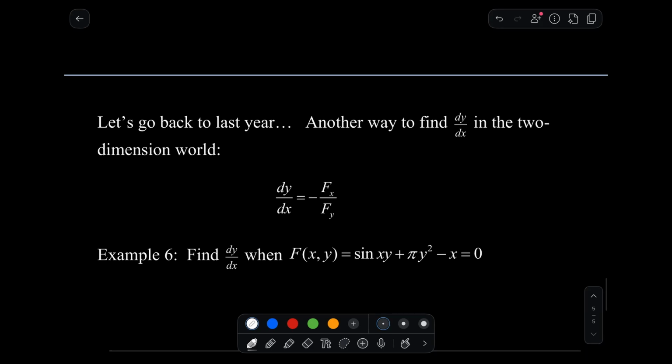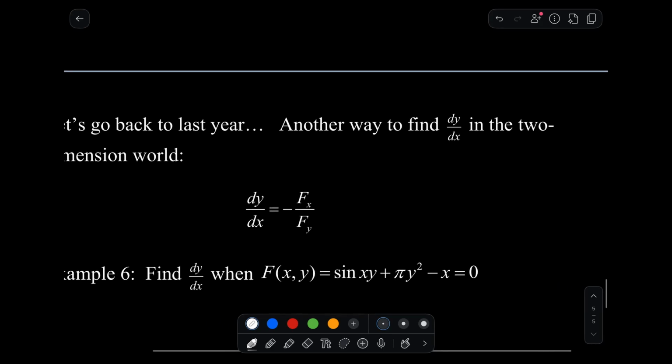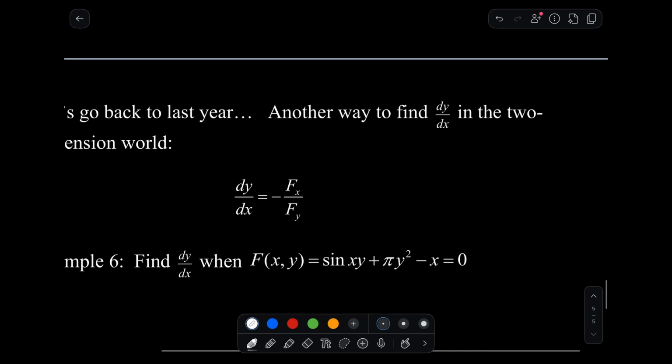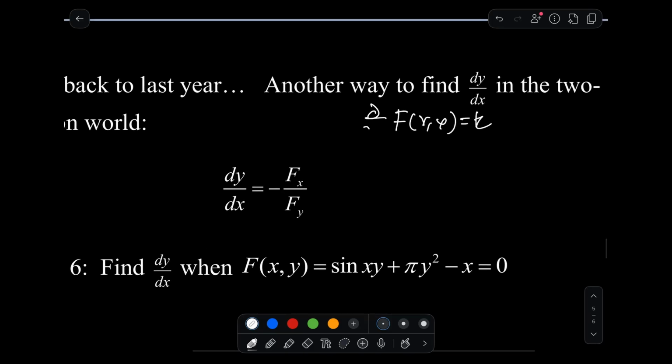And one last thing we'll go over in this section is related to implicit differentiation for functions of two variables. If you want to solve for dy dx, there's another way you can do it. It's a nice little trick. So if you have a function f of x y equal to some k, some constant, right? Take the derivative with respect to x.